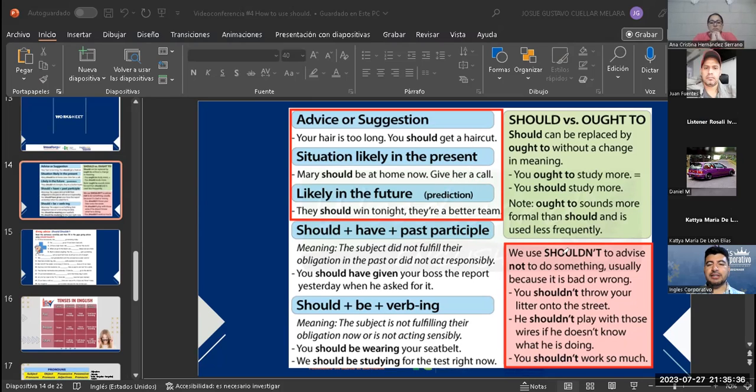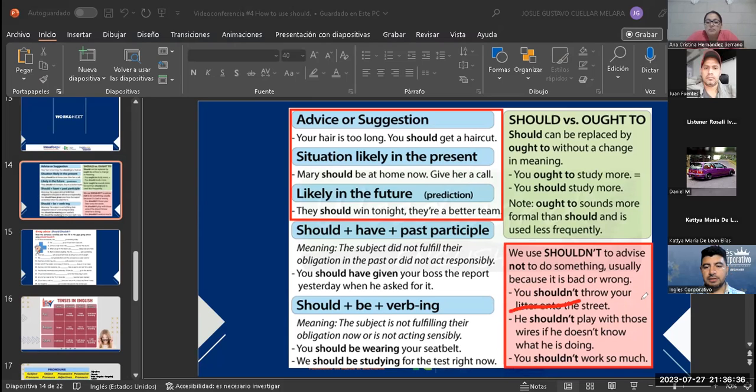Okay. We use shouldn't. Guillermo, are you there, my friend? Yes, teacher. Please, I need you to read the first part of this chart, the red one. Okay, we use shouldn't to advise not to do something, usually because it is bad or wrong. Okay, thank you. This is practically what our mothers and fathers say. You should not do this because blah, blah, blah. You should not do this at school, on the street, and so on. Okay. Christy, please read the first sentence that is negative. You shouldn't throw your litter onto the street. Thank you.